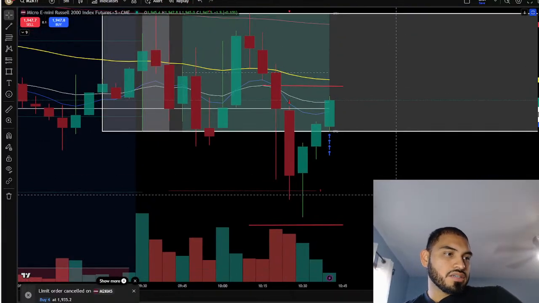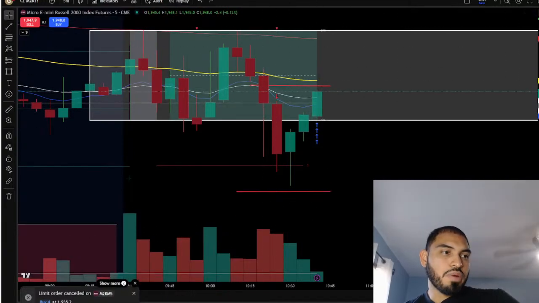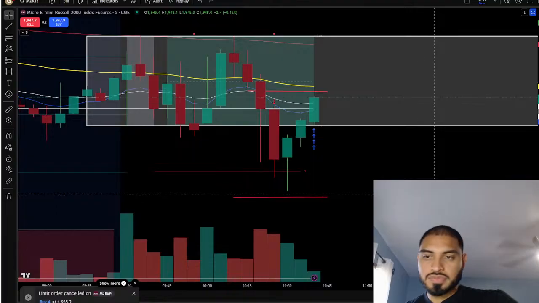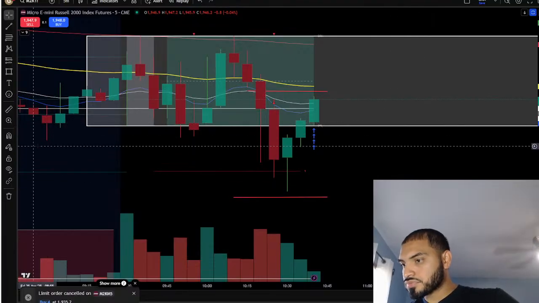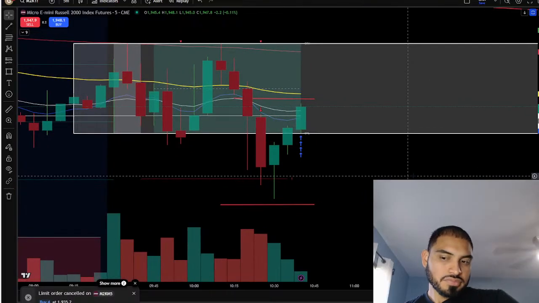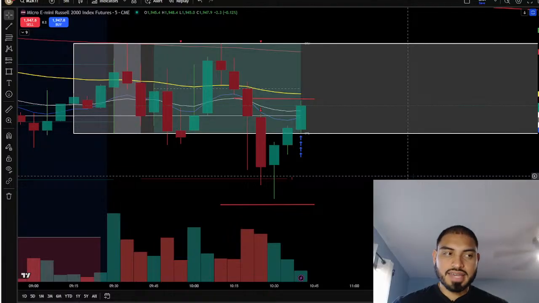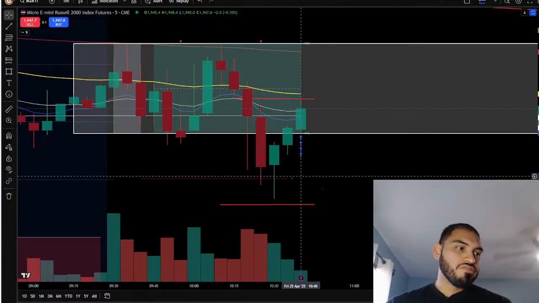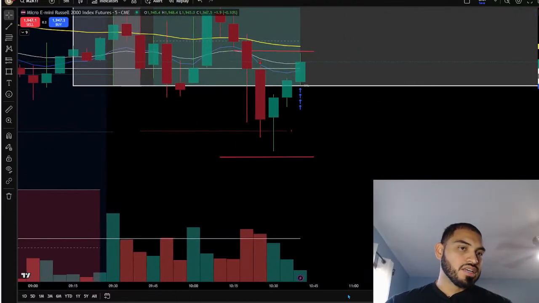Okay, so unfortunately it did not work. It came down, but it just popped right back up. So it is what it is. And that's it for the day because I'm not gonna be here all day trying to trade. That was my one trade. It didn't work out. I was trying to see if it could push further. It could not push further. So it is what it is.